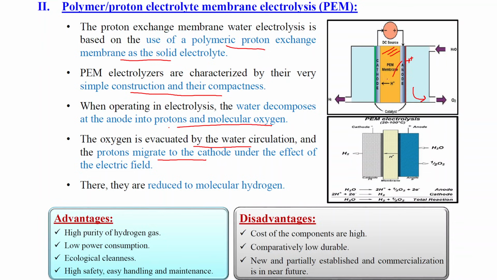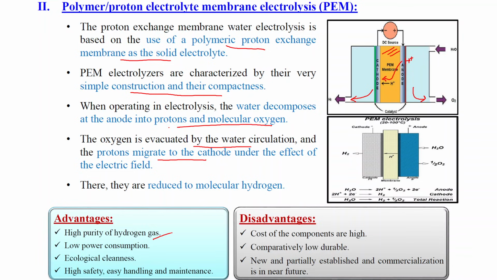And this proton shifts to the cathode under the effect of the electric field, and it is reduced with the electron coming from the external circuit to molecular hydrogen, and the molecular hydrogen is taken out from the cathode side.